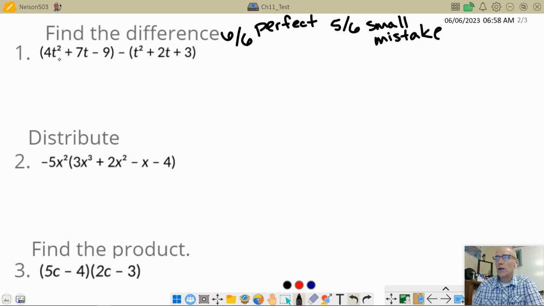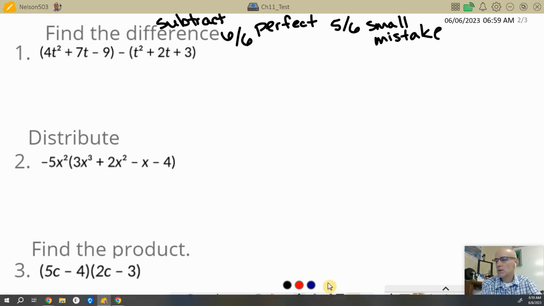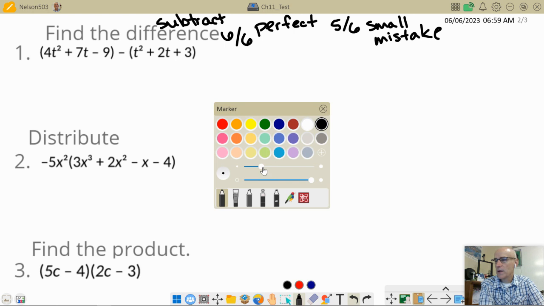On problem number one, you can see there's a subtraction right here, which means we're going to subtract all of this stuff from this stuff over here. And that's what difference means. It means subtract. Okay, so subtract. And just a second here, my pen's going to drive me crazy when it's that thick, so I got to make it a little bit narrower. Okay, so, well, what do we do?